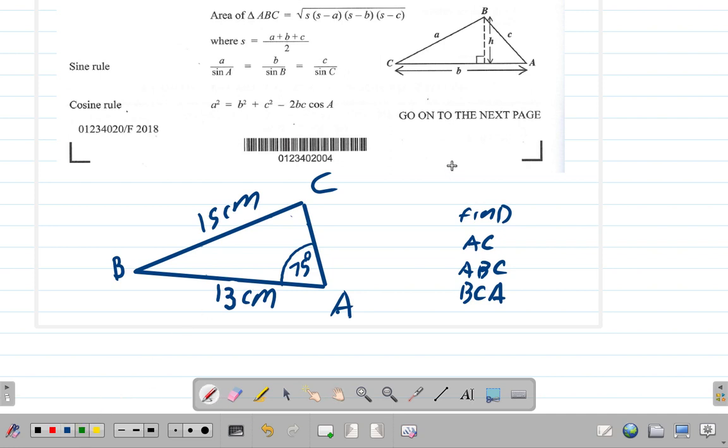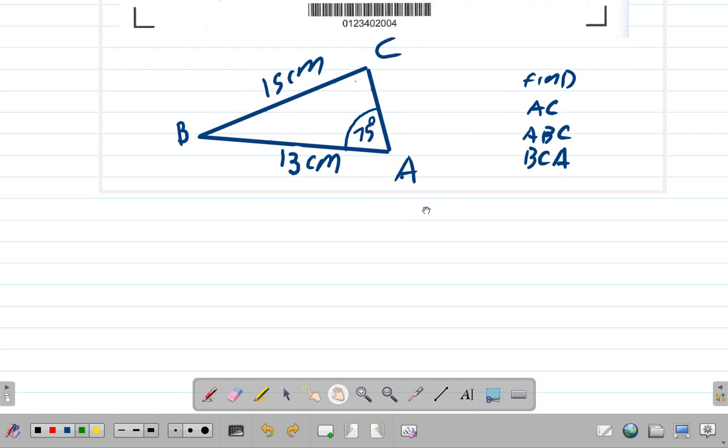For example, this side divided by sine of this angle, which is opposite to it, equals the side divided by sine of the angle that is opposite to it, equals the side divided by sine of the angle opposite to it. It's always side over sine of the angle opposite to it, and so on and so forth. So let's see if that can work with this.